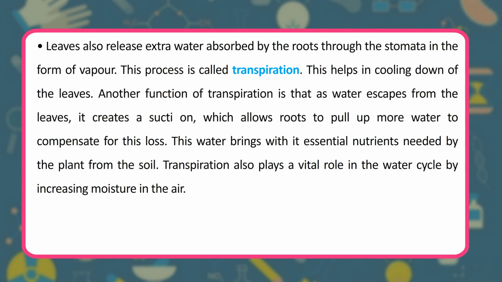Leaves also release extra water absorbed by the roots through the stomata in the form of vapor. This process is called transpiration. This helps in cooling down of the leaves. Another function of transpiration is that as water escapes from the leaves, it creates a suction, which allows roots to pull up more water to compensate for this loss. This water brings with it essential nutrients needed by the plant from the soil. Transpiration also plays a vital role in the water cycle by increasing moisture in the air.